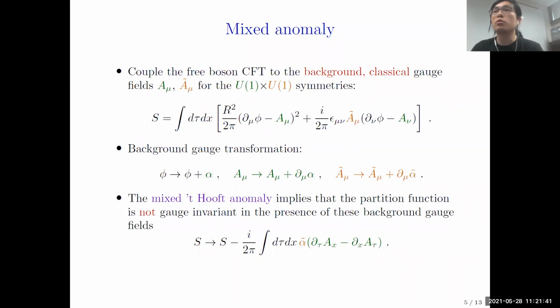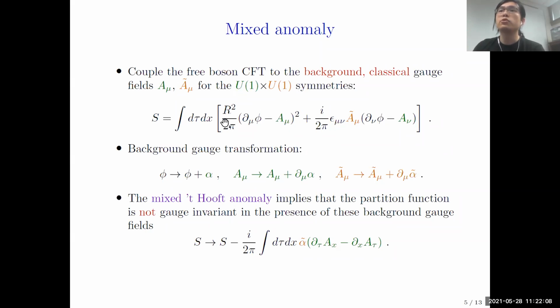So the way to see this is to couple both the momentum symmetry and the winding symmetry to classical background gauge fields. I call them A and A tilde. Under the background gauge transformation, phi will be shifted by the gauge parameter alpha. That means that all of its derivatives would not be gauge invariant. So to compensate for that, we will just shift its derivative by a component of A.